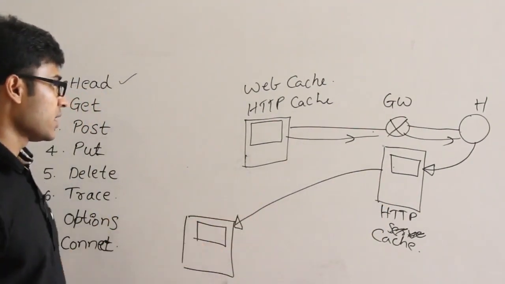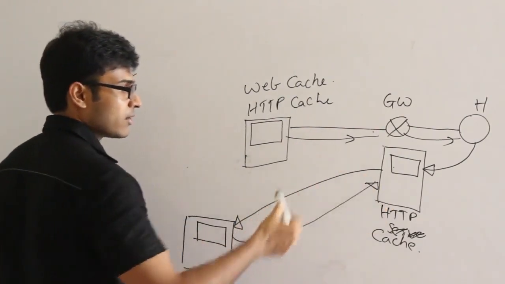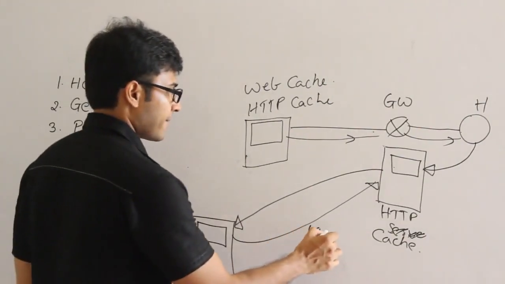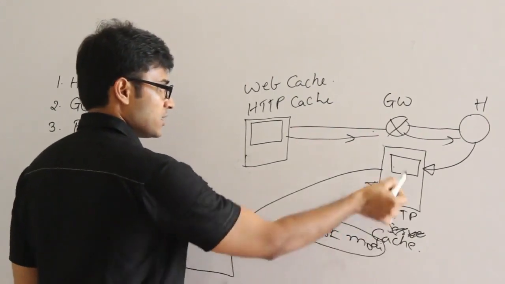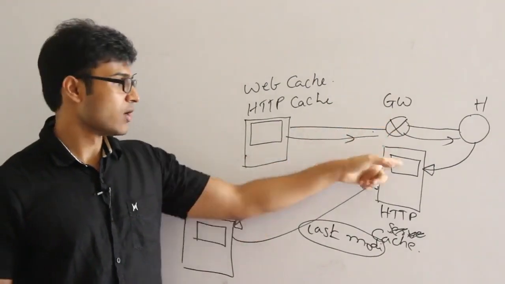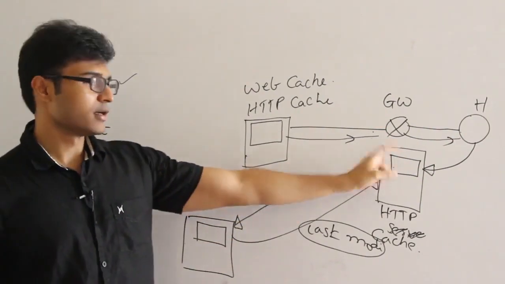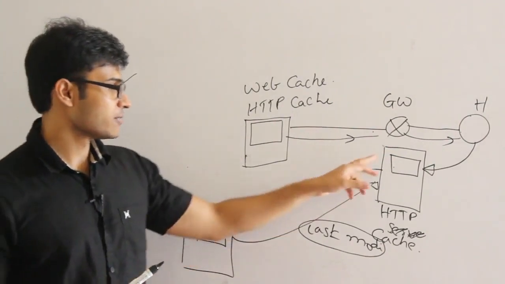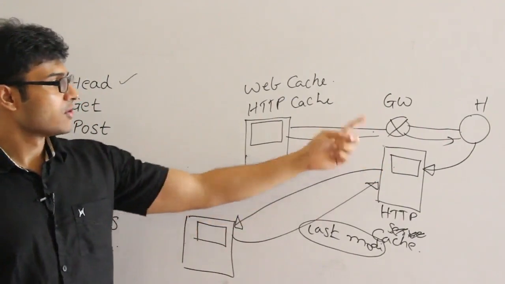For that it will ask for the head. Once it gets the head, that contains the metadata about that web page. In that there is something called last modified. Last modified means when it was last updated. If it sees that the copy it has been modified since it was downloaded, it will get the new copy and update it. In case the copy is not modified, it will send you that directly.